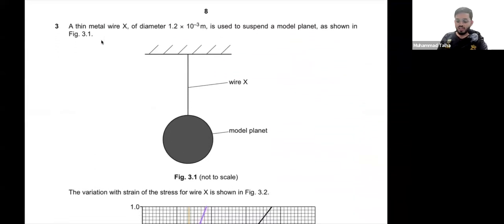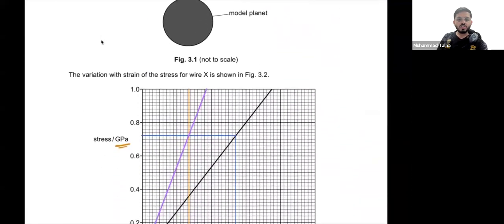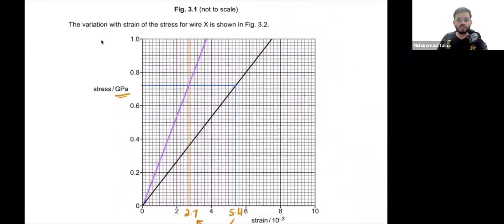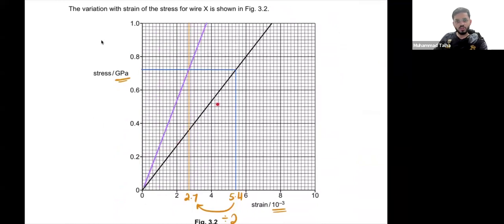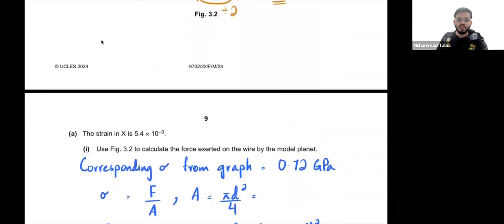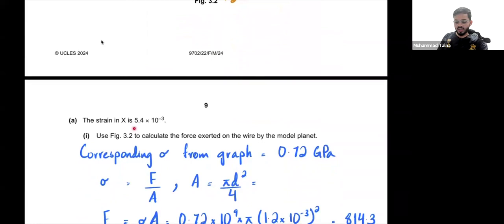Question number 3. A thin metal wire of diameter 1.2 times 10 to the negative 3 meters is used to suspend a model planet as shown. Then you have the variation with stress for wire X, which is shown in 3.2. Let's just focus on this line for now. Do look at the axis. The stress is in gigapascals and the strain is in a multiple of 10 to the negative 3. The strain in X is given as this. Use 3.2 to calculate the force exerted on the wire by the model planet.